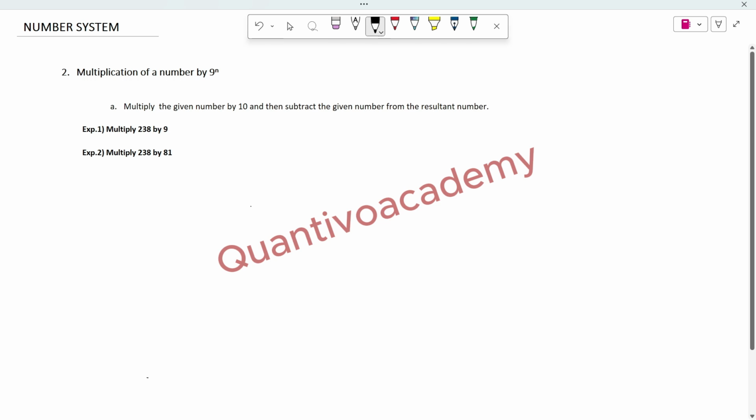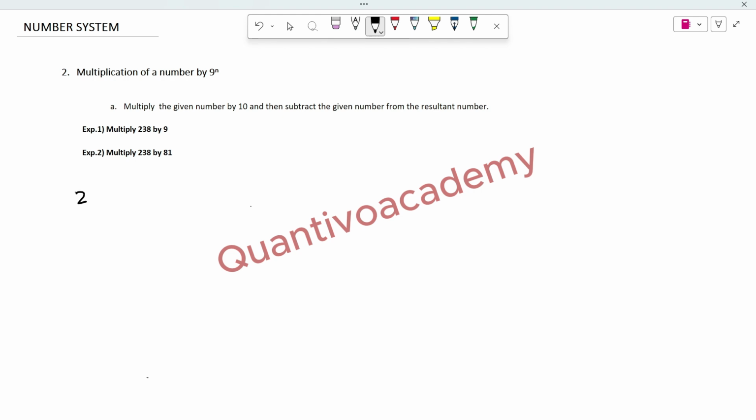Let's start with the second multiplication technique, that is, multiplication of a number by 9 to the power of n. To do such multiplication, we have to multiply the given number by 10 and then subtract the given number from the resultant number. I will explain this multiplication technique with a question, that is 238.